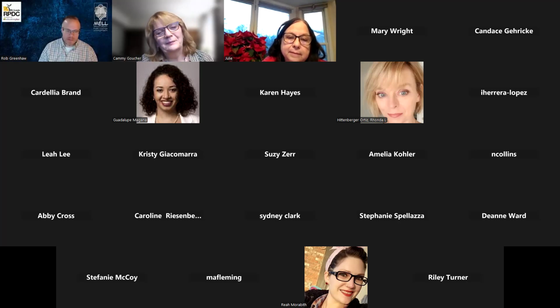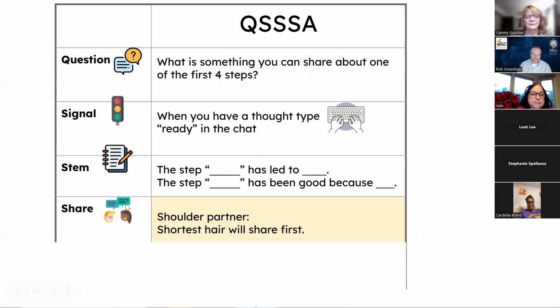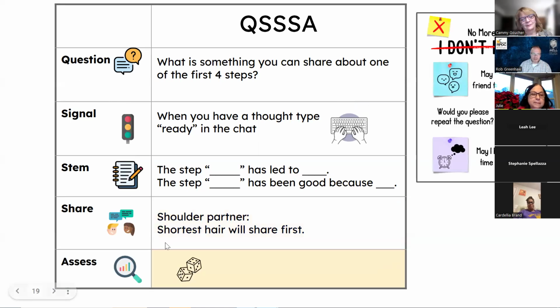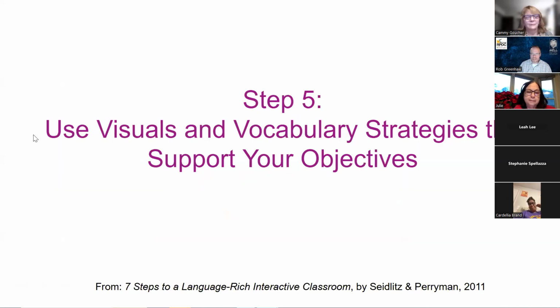All right, I'm going to share and we're going to move on to the new content for today. Again, that was sort of our Q triple SA. So a question, a signal, a stem, a share, and then our assess was a randomization. All right, step 5, new stuff for today. Using lots of visuals, making sure we're using visuals all the time, and then being intentional about teaching some vocabulary, having a routine, and really having some strategies for teaching vocabulary.